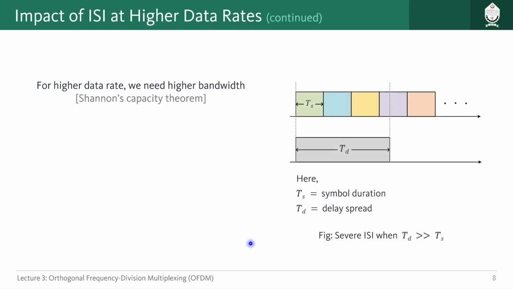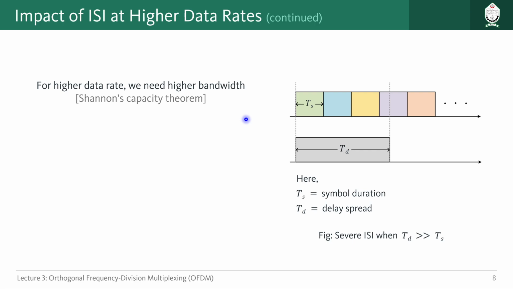If I want to see that graphically, you see we have this signal. We want to transmit these particular symbols, and TS is the symbol duration. For the system we have a delay spread like this, which is much larger than TS, the symbol duration. As a result we will have severe inter-symbol interference. So that is what is written here.